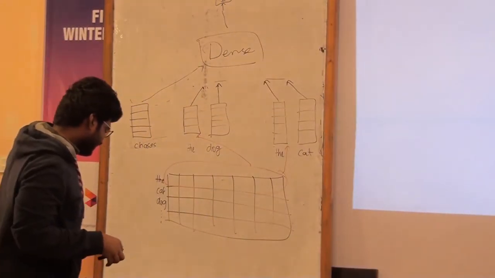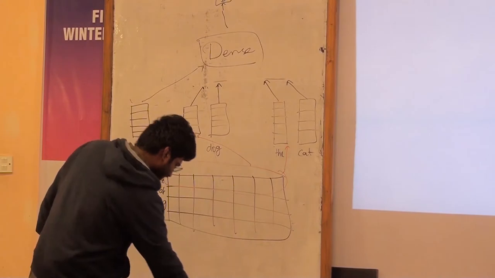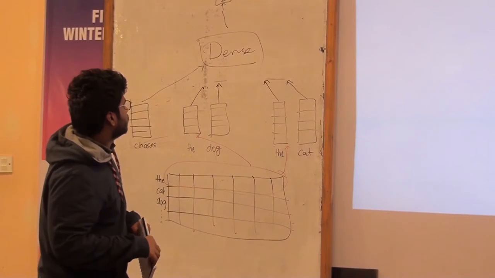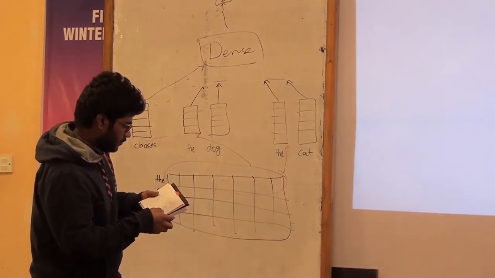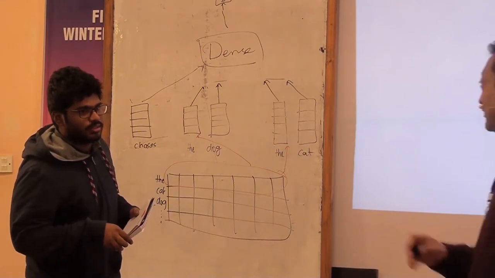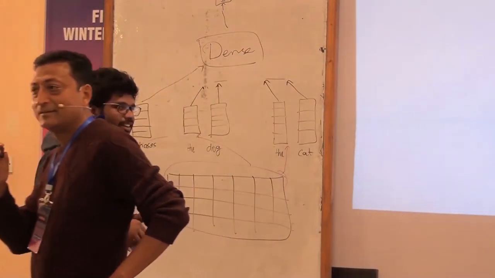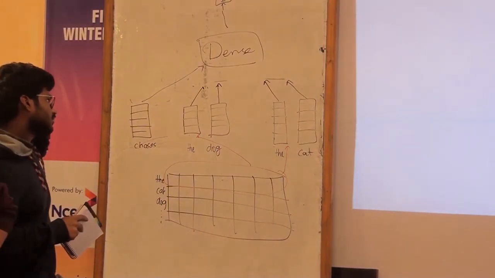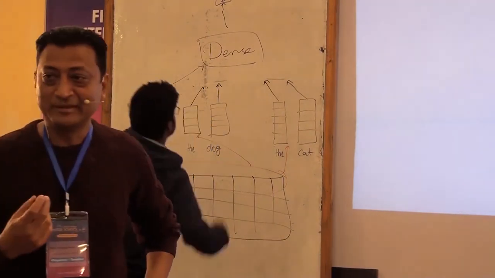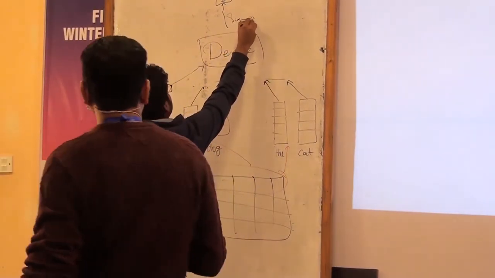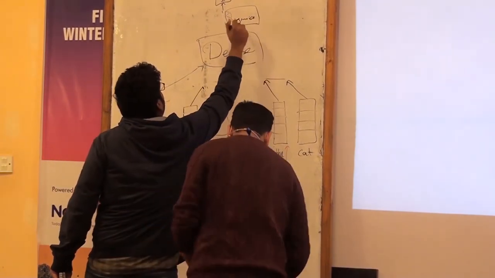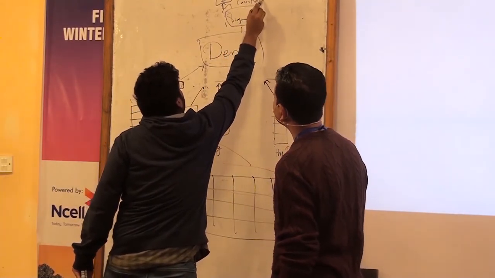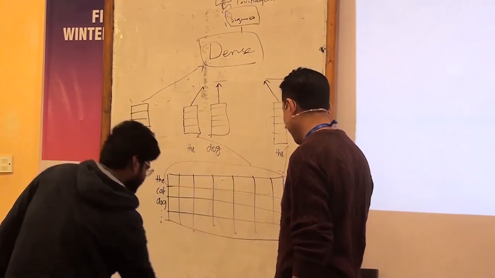Somebody help him out. What is the non-linearity at the end, and what is the loss you're going to use? What's the non-linearity on the top? It has to be sigmoid because it's binary, and the loss is going to be binary cross entropy. Okay, we got that. Thank you.